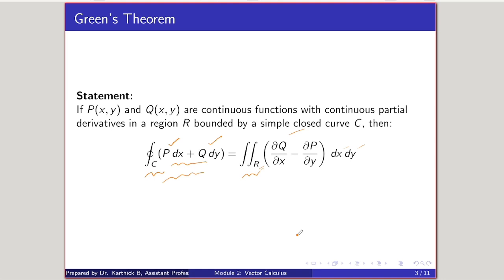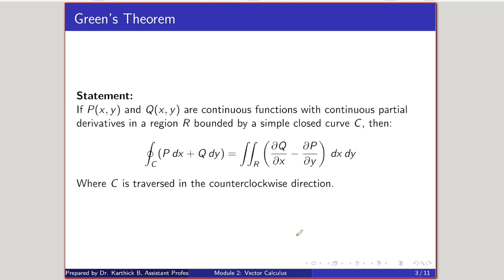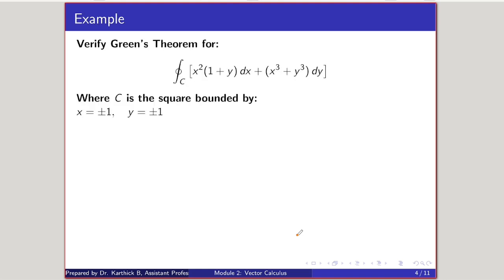Sometimes they may give the RHS part, and then we can go for the line integral part. So it gives the relation between a line integral and a surface, a region. Here C is traversed in a counterclockwise direction. Counter means anti-clockwise direction. Okay, so now we are going to solve the problem.